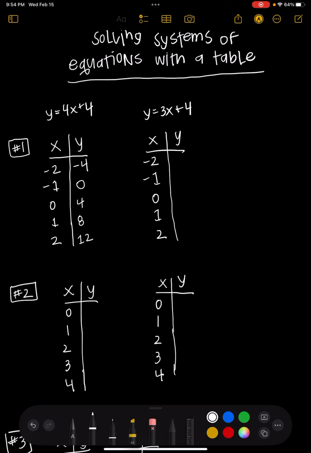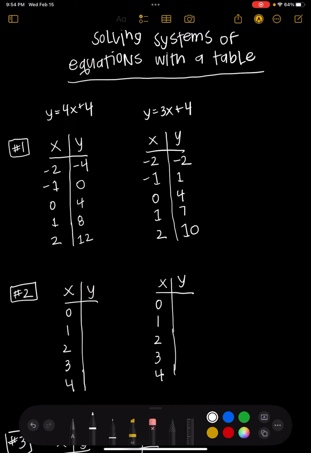Now we're going to do the same thing with the second equation. I'm going to say y is equal to 3x plus 4, but now I'm going to replace the x with the same numbers and fill out the second table. So the first one, we're going to replace the x with negative 2. So we get y is equal to 3 times negative 2 plus 4. 3 times negative 2 gives me negative 6, plus 4 gives me negative 2. Then we're going to replace the x with negative 1. So 3 times negative 1 plus 4 will give me 1. When I replace the x with 0, I should get 4. When I replace it with 1, I should get 7. And when I replace it with 2, I should get 10. So now we have both of the tables filled out.